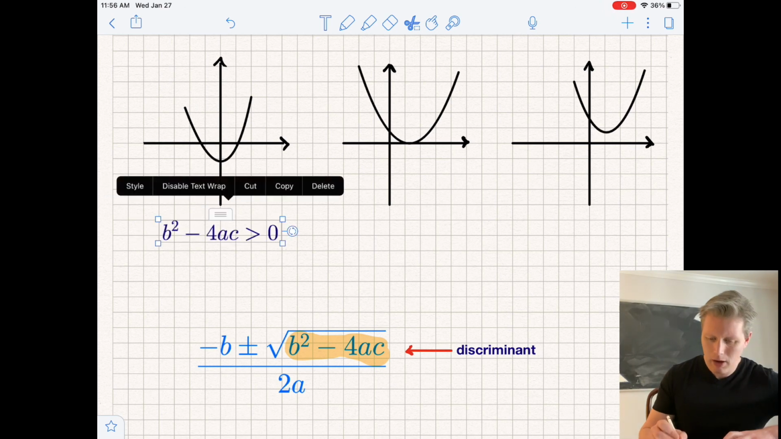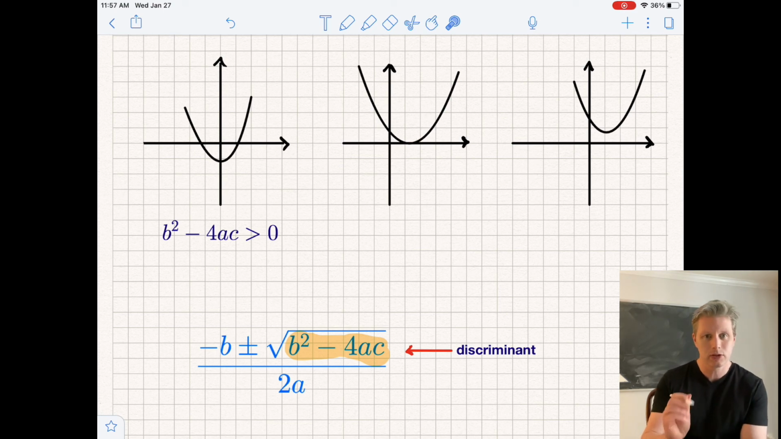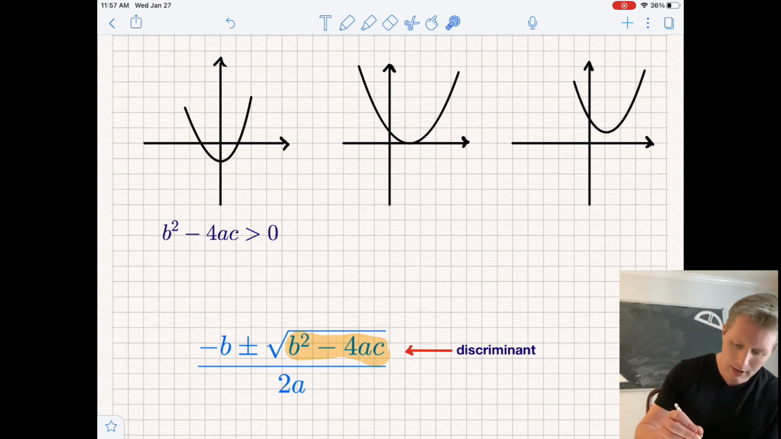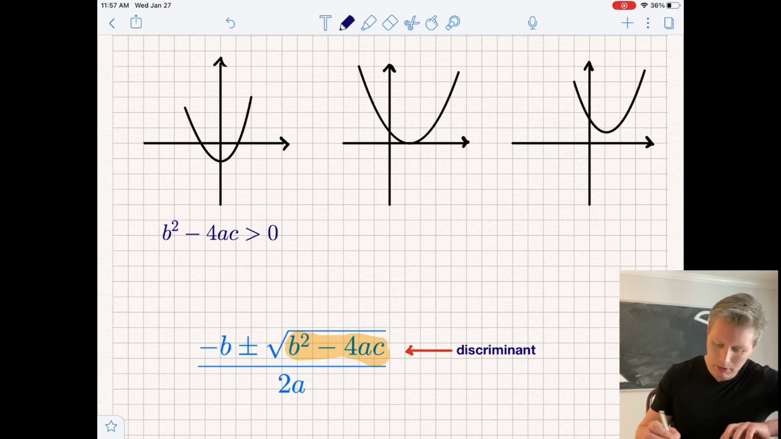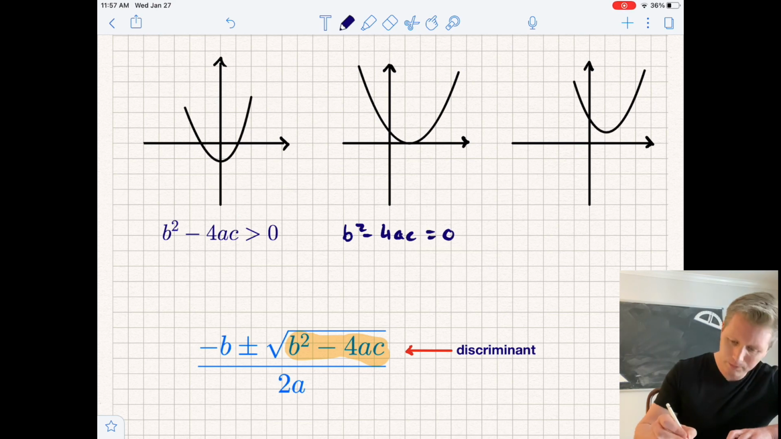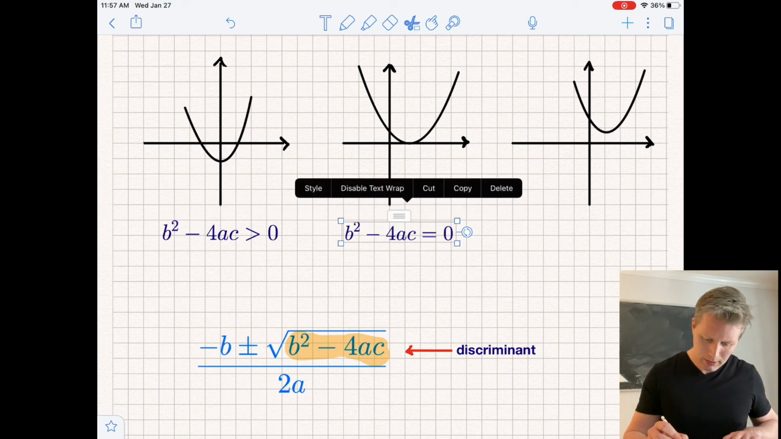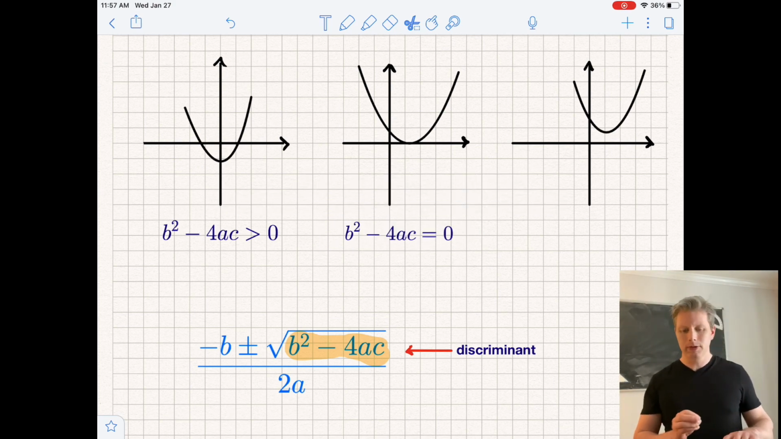If the graph of the function comes down and just touches the x-axis and then turns around, like here, it doesn't cross the x-axis, it just touches it. Well then, in that case, the discriminant is equal to 0. In this case, the discriminant is equal to 0.